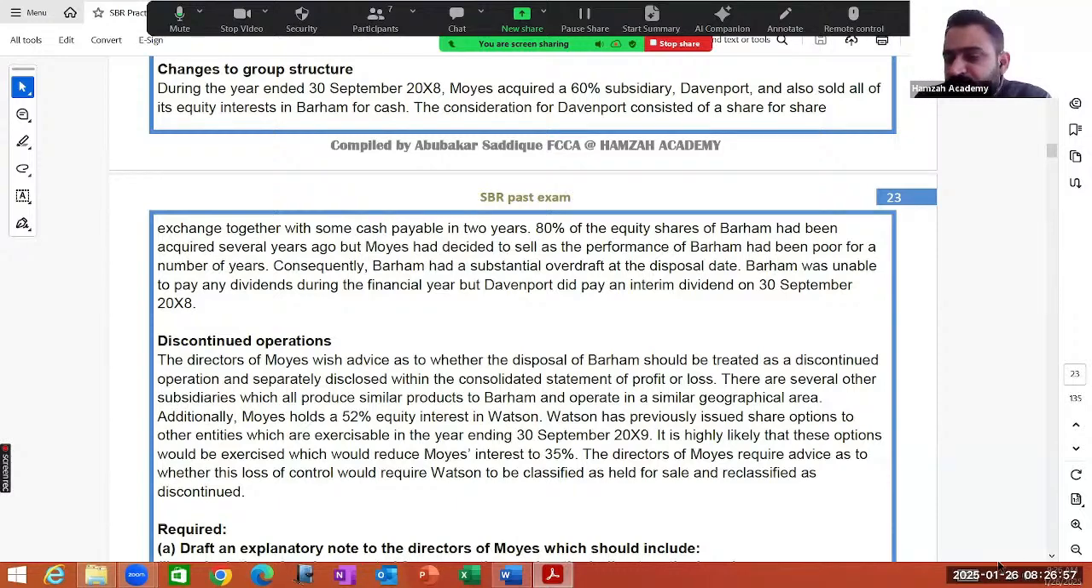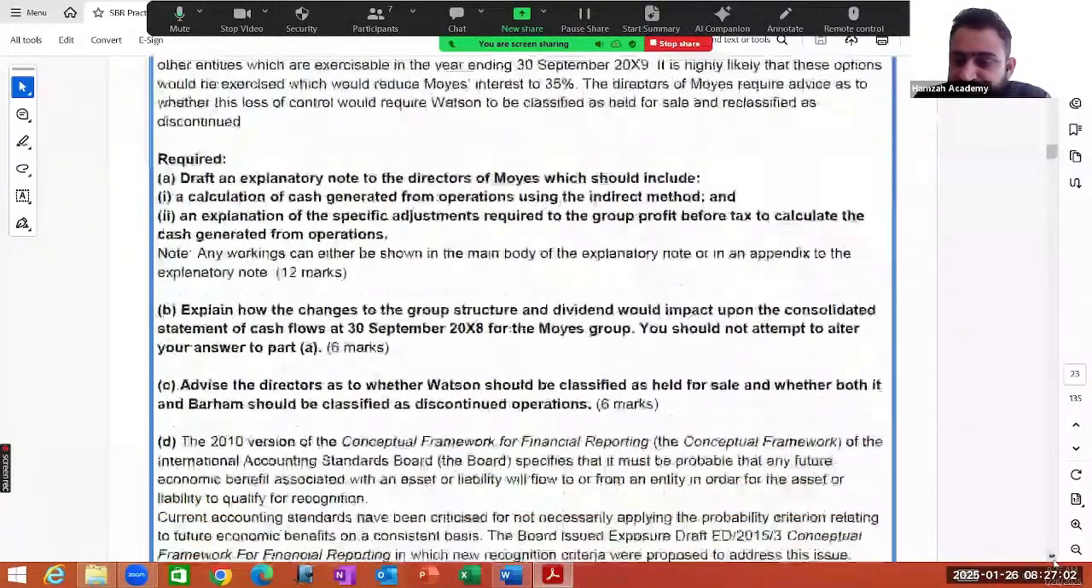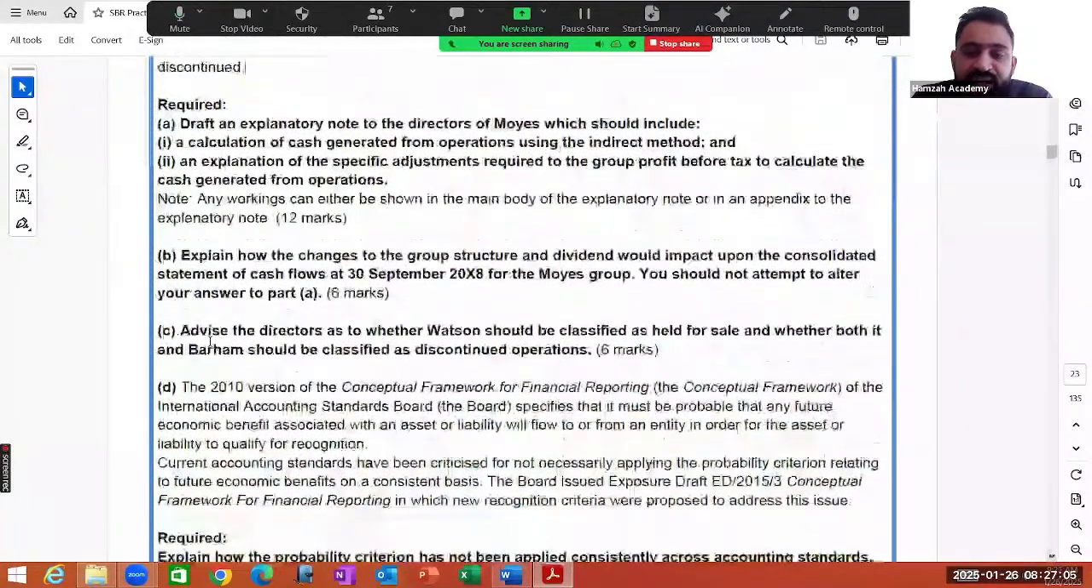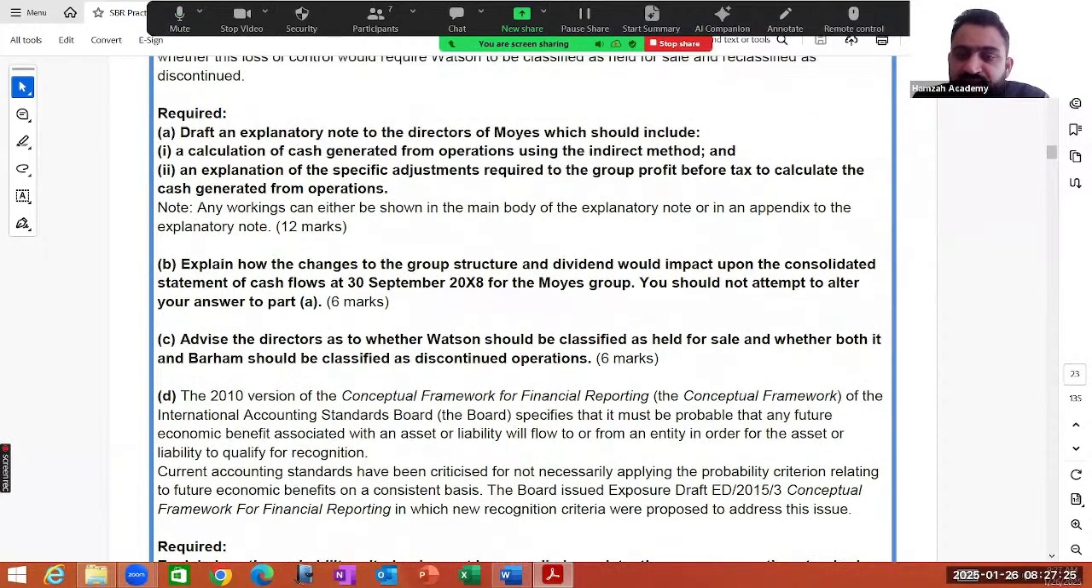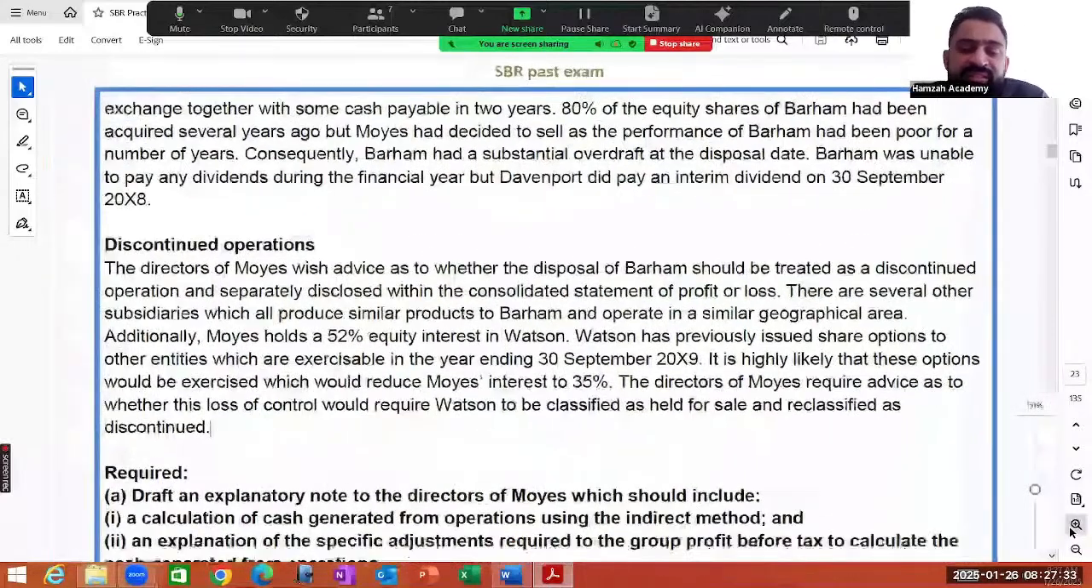Now the requirement relating to this exhibit is that you advise the directors as to whether Watson should be held for sale and whether both it and Barham should be classified as a discontinued operation. So now you need to answer this question. Now how will we answer this question?